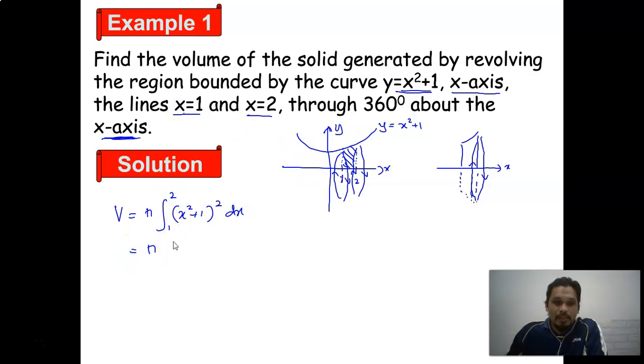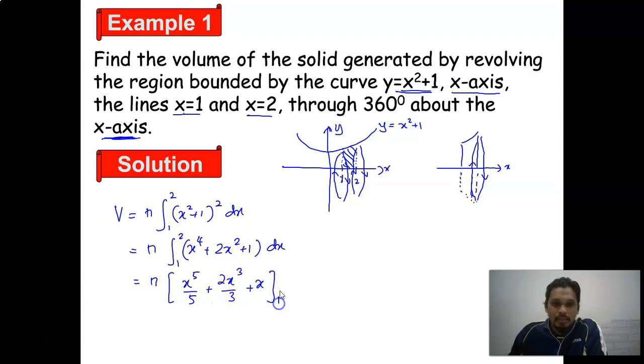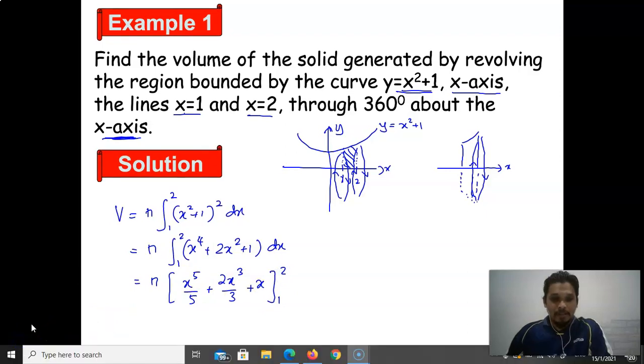Now, pi, we need to expand this first. We expand and come out with x to the power 4 plus 2x squared plus 1, dx from 1 until 2. Then pi, integrate this with respect to x one by one. Here we come out with x to the power 5 divided by 5, plus 2x cubed divided by 3, plus x, from 1 until 2.